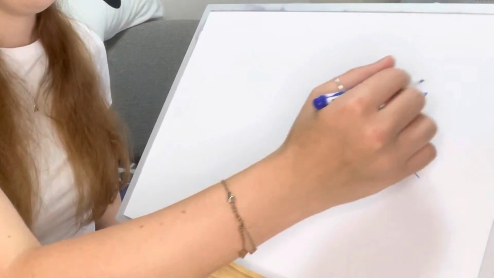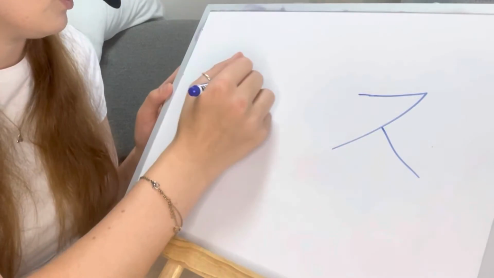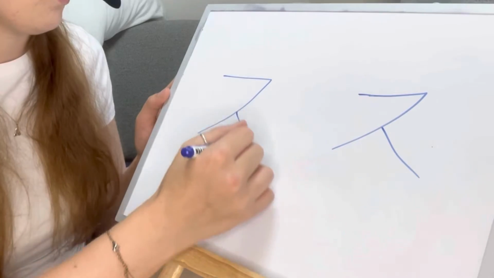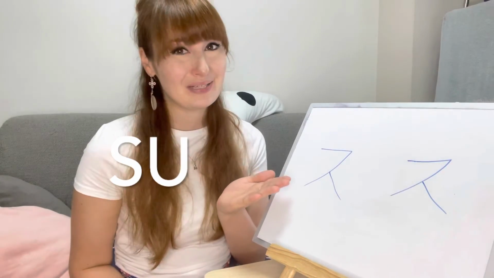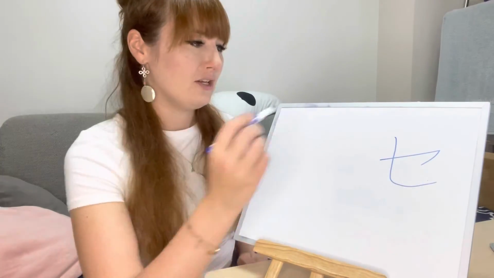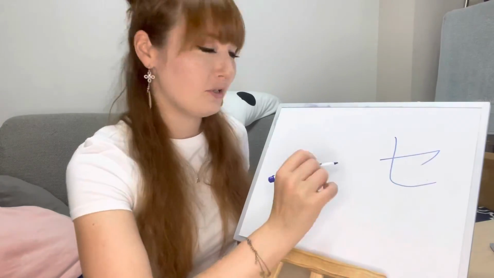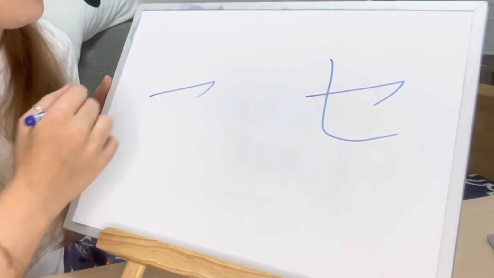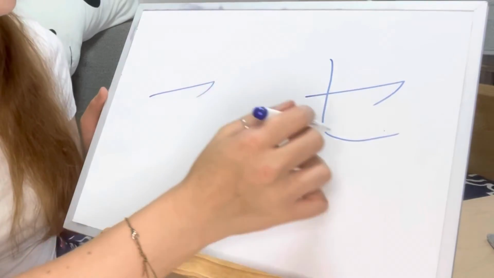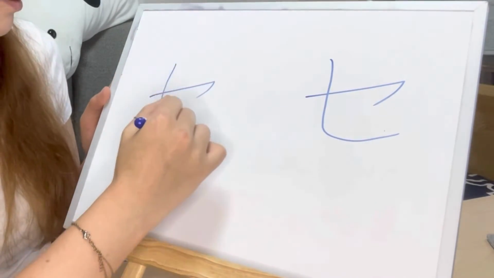Su. You do this first. So, and then you come out with a little leg. Su. Se. You're going to start by going slightly up to the right and flicking down. And then you do this slope underneath. Se.